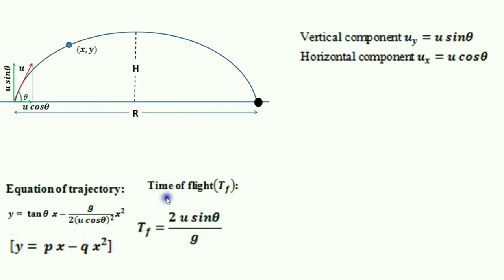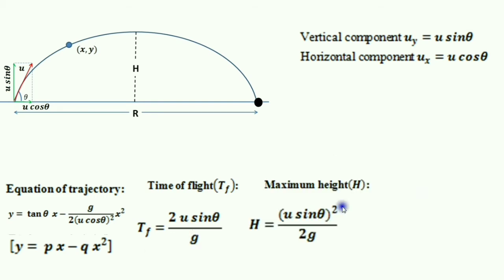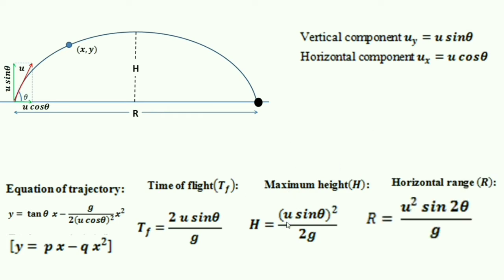So the formula of time of flight will be given by this, and the maximum height will be given by this expression. Again, by knowing the initial velocity and the angle of the projectile, we can find the maximum height and we can find the horizontal range. Horizontal range means the horizontal distance covered by the projectile. So we'll use these formulae to solve real life problems.